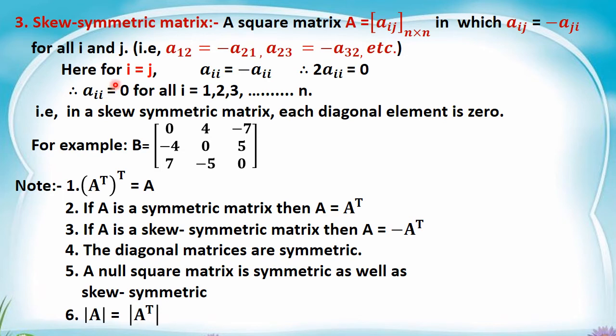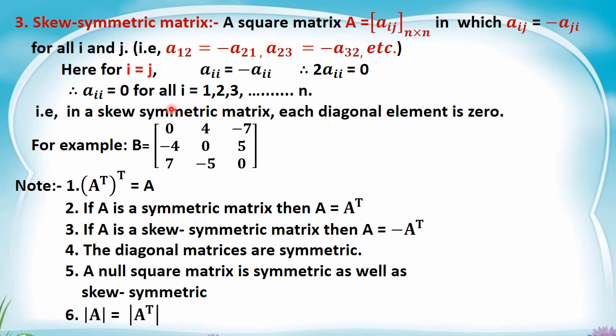Here, for example, these all are i not equal to j cases. Now, what will happen if i equals j? If i equals j, we can write Aii equal to minus Aii. We don't write j separately because j and i are equal. So Aii equal to minus Aii. You can take this minus Aii to the left and add. Then it will become plus Aii. So, Aii plus Aii is equal to 0, that is, 2Aii is equal to 0.